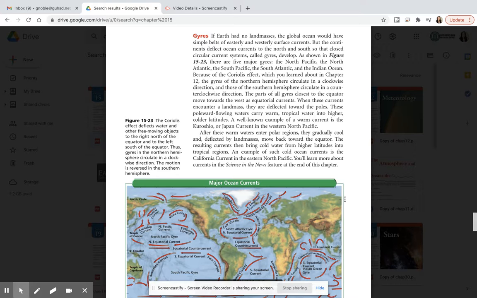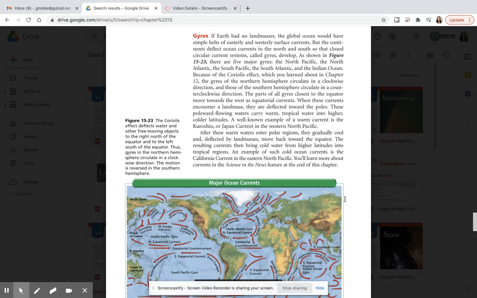There are five major gyres: the North Pacific, the North Atlantic, the South Pacific, the South Atlantic, and the Indian Ocean. Because of the Coriolis effect, which you learned about in Chapter 12, the gyres of the northern hemisphere circulate in a clockwise direction, and those of the southern hemisphere circulate in a counterclockwise direction.